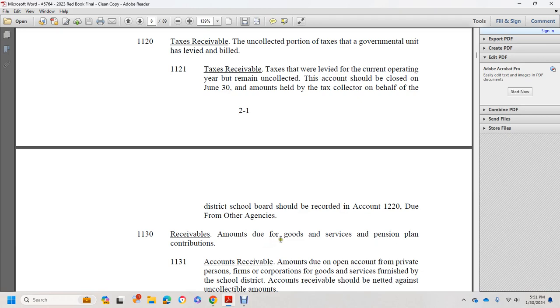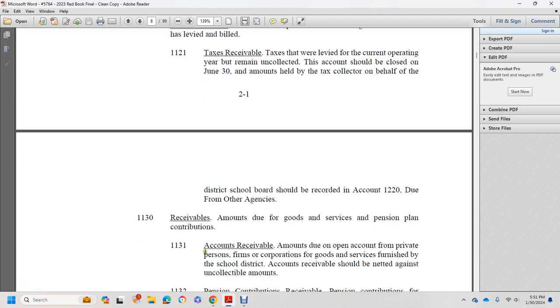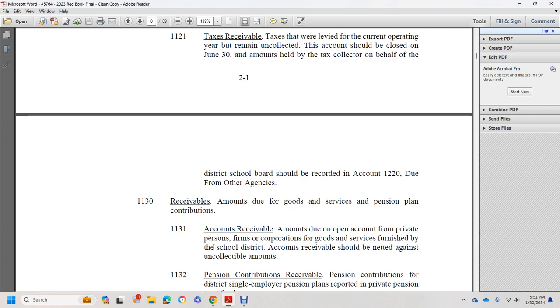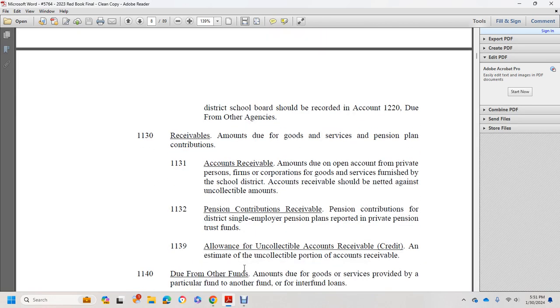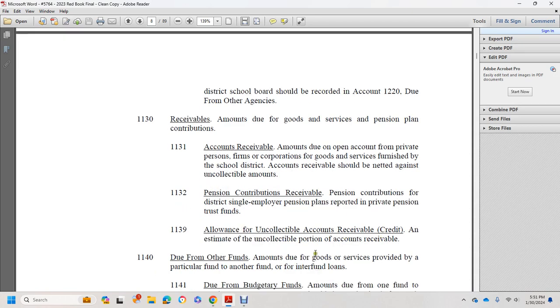1130, Receivable. Amounts due for goods and services and pension plan contributions. 1131, Accounts Receivable. Amounts due on open account from private persons, firms, and corporations for goods and services furnished by the school district. Accounts receivable should be net of the allowance for uncollectible amounts. 1132, Pension Contribution Receivable. Pension contributions due to the district's single employer pension plan, reported as private pension trust funds. 1139, Allowance for Uncollectible Accounts Receivable, credit. An estimate of the uncollected portion of the accounts receivable.